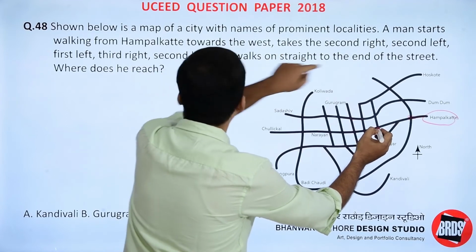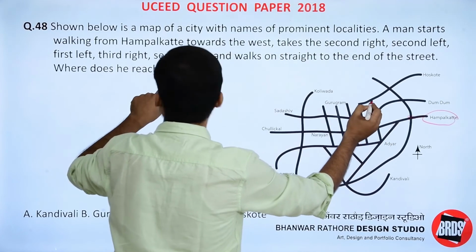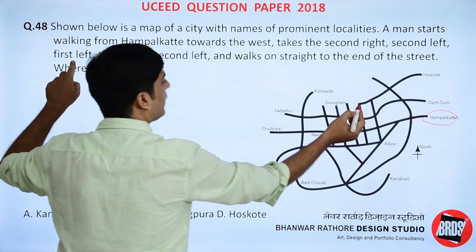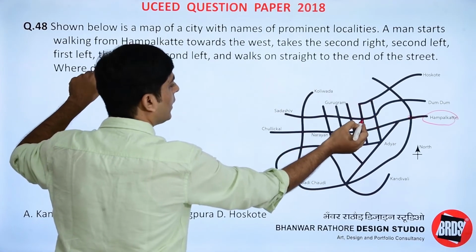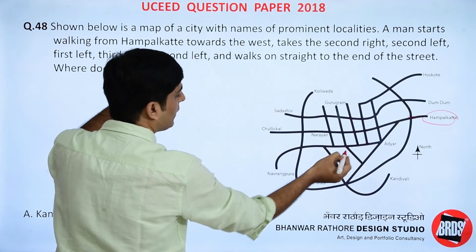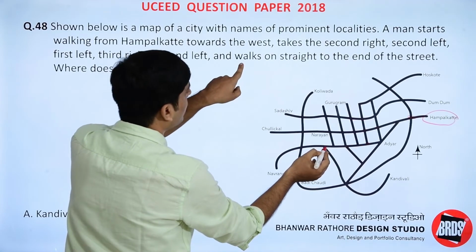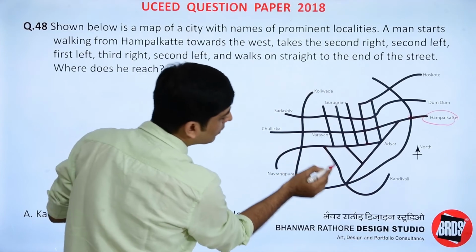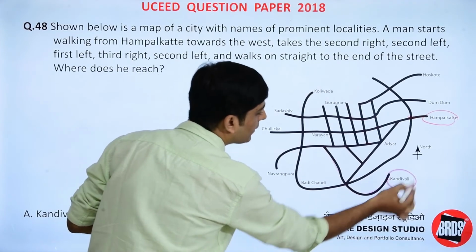And then second left. First and second left. Then first left, this would be left. Third right: 1, 2, 3, third right. And then second left, this would be first left, this would be second left. And walks straight to the end of the street. So the answer would be Kandivali.